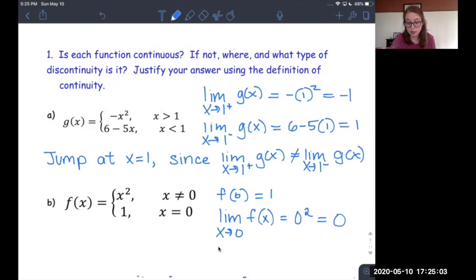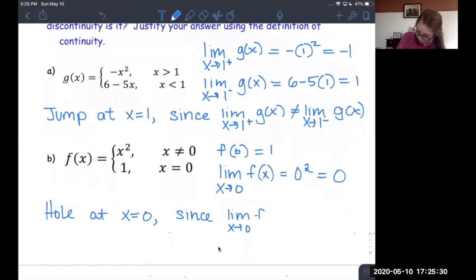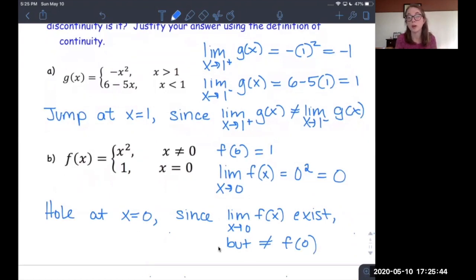But since we do have a limit, that's telling us that this is going to be a removable discontinuity, which you can probably visualize by thinking about this graph. So what I'm going to say is that we have a hole at x equals 0, since the limit as x approaches 0 of f of x exists, but it is not equal to f of 0. And so that makes it a hole, or a removable discontinuity, which we could remove if we change that second line to make the value at 0 be 0.